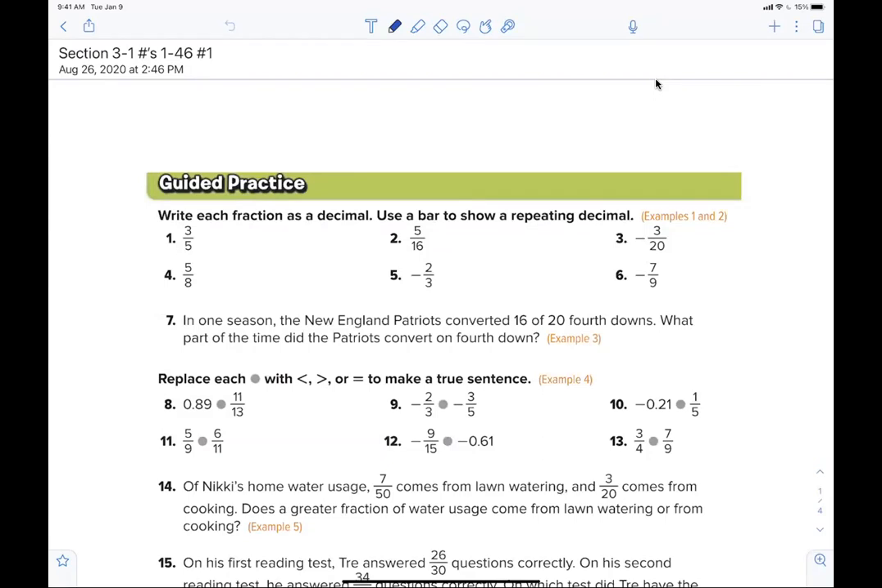Now we're good. Now, again, it was page what? 90? Thank you, sir. 97 and 98. All right. Now let's look up here. So we're allowed to write each fraction as a decimal.